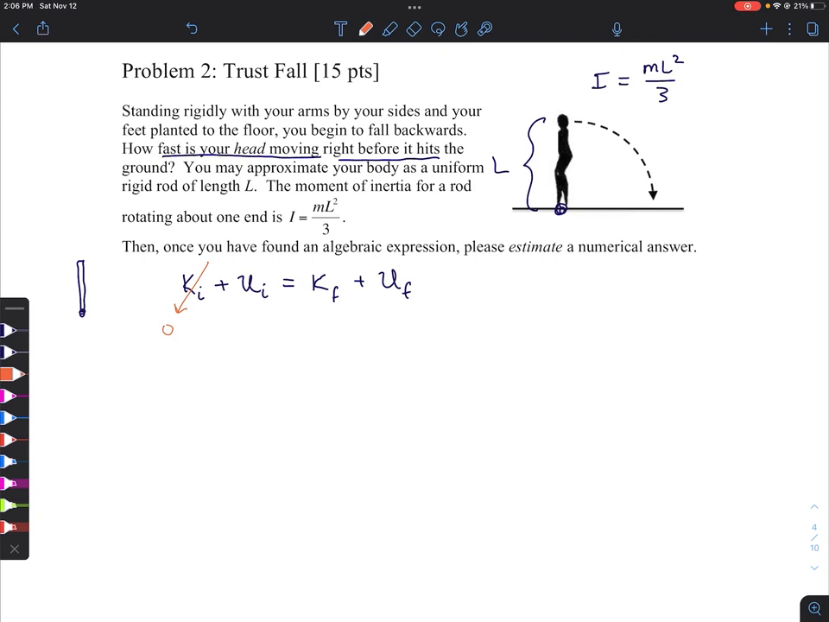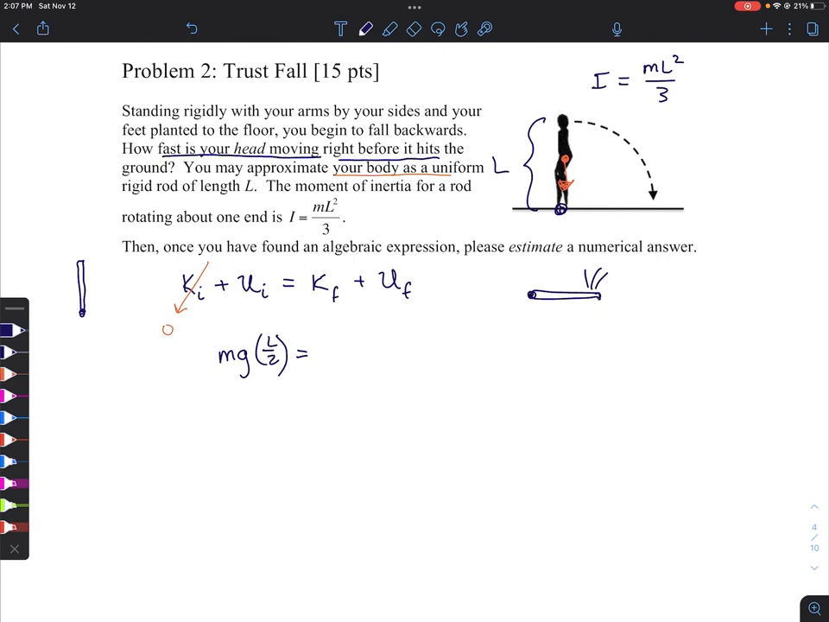What's the initial potential energy? So the force that's creating the potential energy is gravity. So the gravity acts at the center of mass of the person. So it's going to act at L over 2 because we can approximate our body as a uniform rigid rod of length L. So that means the initial potential energy should be mgh, where h is L over 2. So in the final state, the person is flat, but moving.